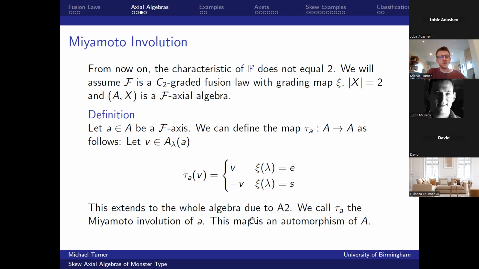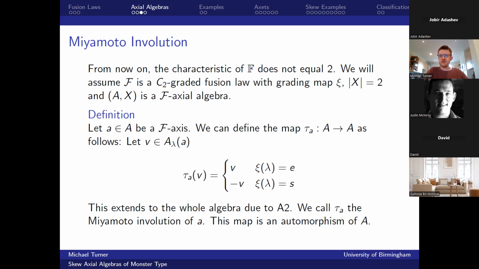And yes, so we call this tau map the Miyamoto involution of a, and it's also an automorphism of the algebra. Maybe just a quick note is that automorphisms will take F-axes to F-axes. All the properties of being an F-axis are preserved under the automorphism.